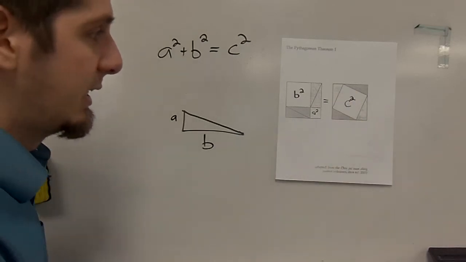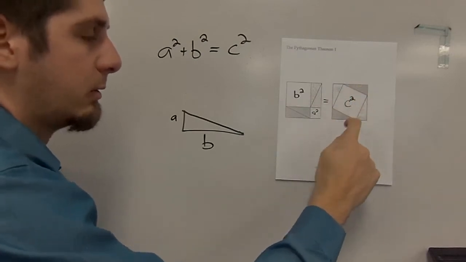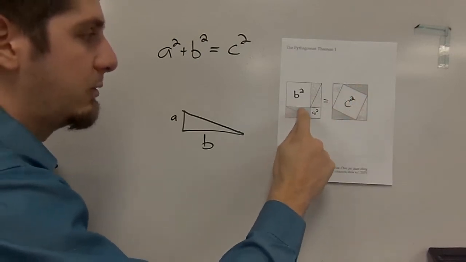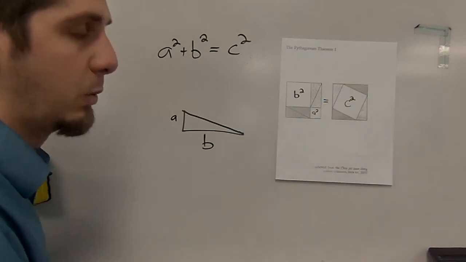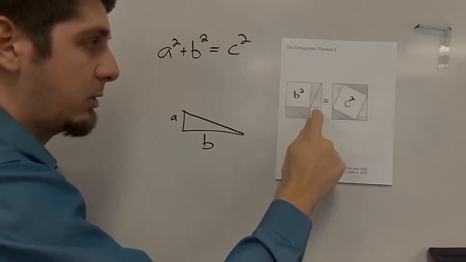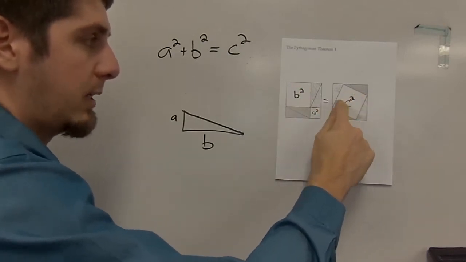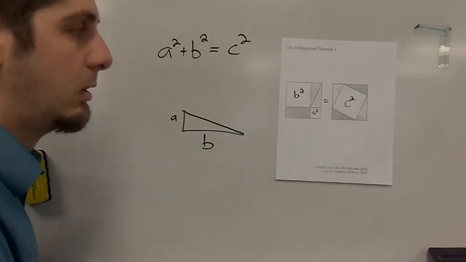And again, these four triangles here are the same four triangles that are over here. So the amount of space these four triangles are taking up in this square is the same amount of space they're taking up in this square. So the amount of white space left in this square is equal to the amount of white space left in this square, because these squares are the same size.